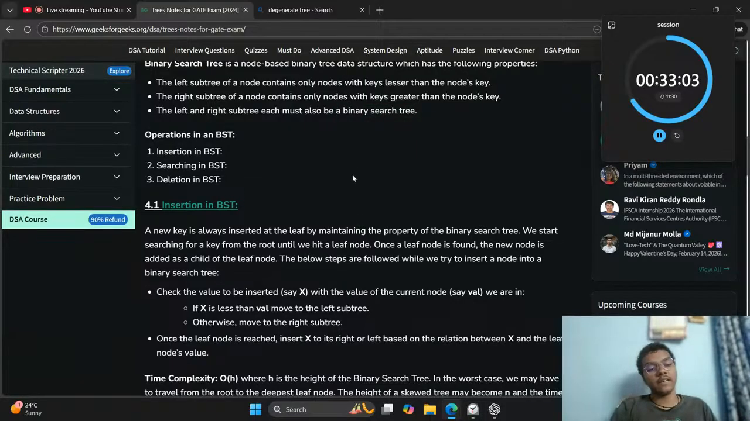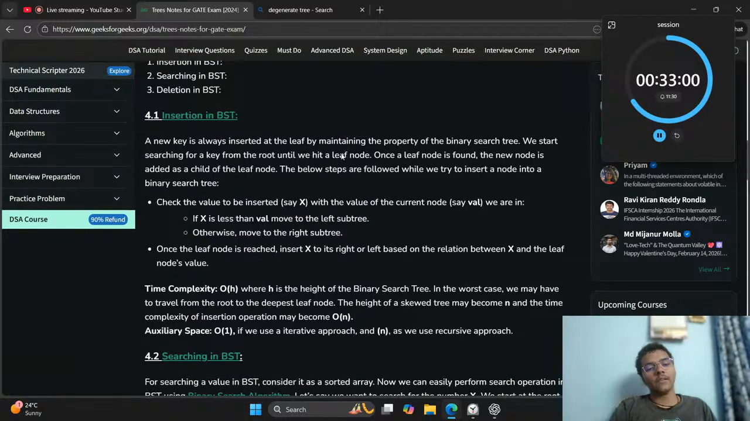Insertion, searching, and deletion. A new key is always inserted at the leaf, maintaining the property of the binary search tree. We start searching for a key from the root until we hit a leaf node. Once a leaf node is found, the new node is attached as a child of the leaf node. The below steps are for where we try to insert a node into the binary search tree. Check the value to be inserted, say x, against the value of the current node we are in. If x is less than the value, we move to the left subtree, otherwise we move to the right subtree. Once the leaf node is reached, insert x to the right or left based on the relation between x and the leaf node's value.